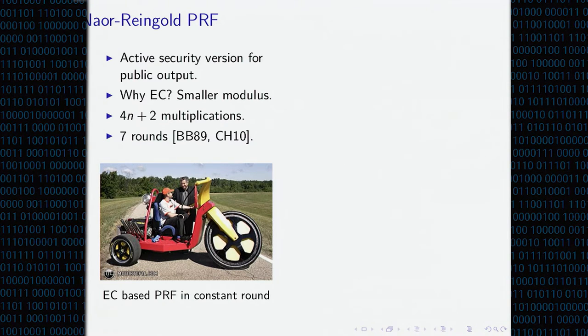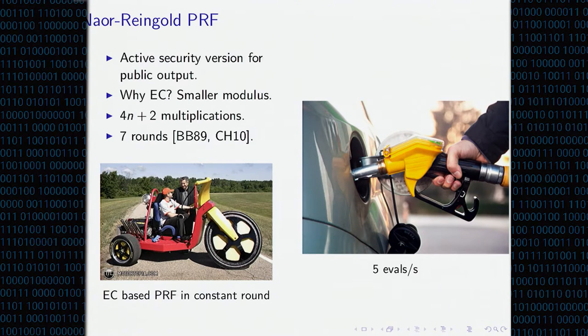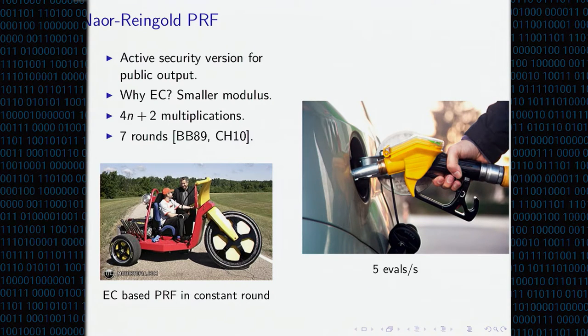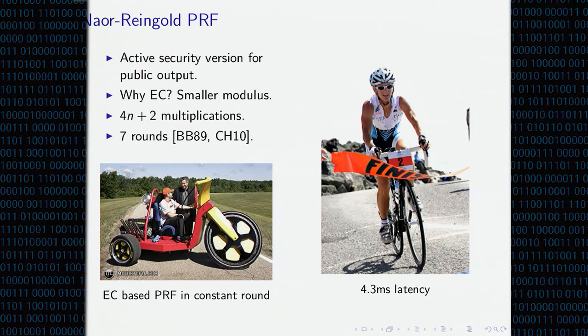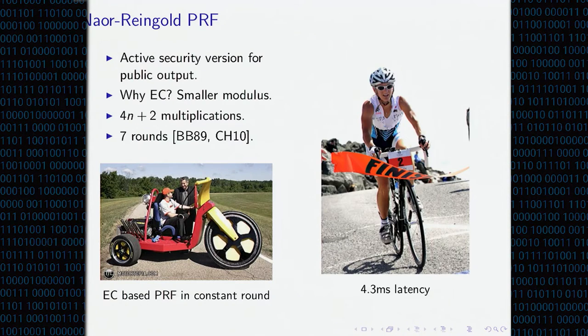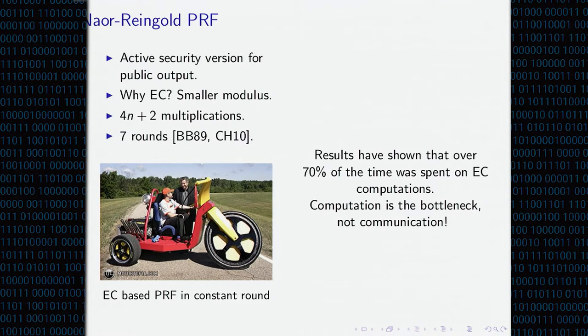And let's see how the offline phase looked. We can generate enough preprocessing material for five evaluations per second. The latency, so we see that the offline is quite bad, as it's quite hard to get enough preprocessing material for them to run. We have 4 milliseconds latency, and almost 400 blocks throughput. So it's kind of like the AES with better latency and a worse preprocessing phase. It turns out that results have shown that 70% of the time was used for elliptic curve computation. So it's not the communication that is the bottleneck, but rather the computation.